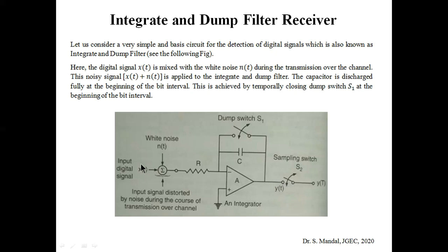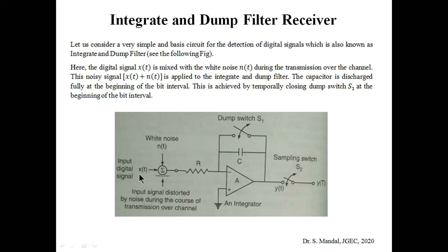Now the input digital signal is transmitted through the channel, and during the transmission it mixes with noise, and we consider here white noise. So the input to the integrator is x(t) plus n(t). This is actually called the noisy signal. So the input signal is distorted by noise during the course of transmission over the channel.